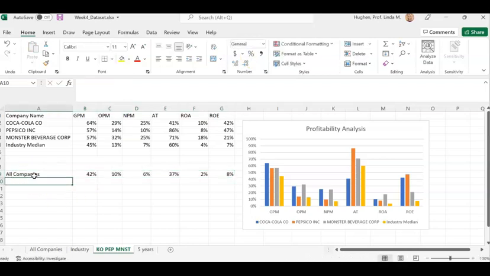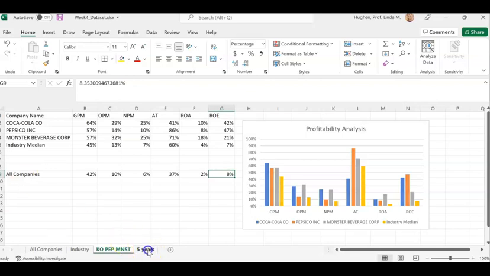So how did this food, beverage, and tobacco industry do compared to the entire market of companies? Our industry did better than all companies in gross profit margin, operating profit margin, net profit margin, asset turnover, and ROA. The only profitability measure that our industry did not do better in was ROE, and it was very close. So we can see that it was a good year for the food, beverage, tobacco industry.